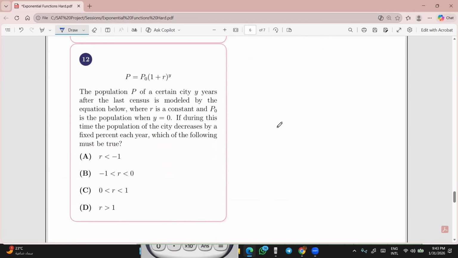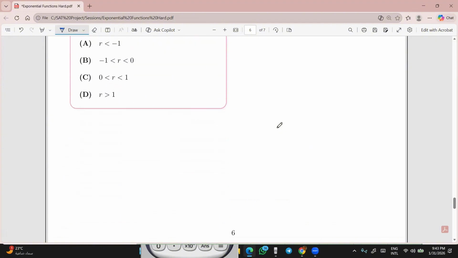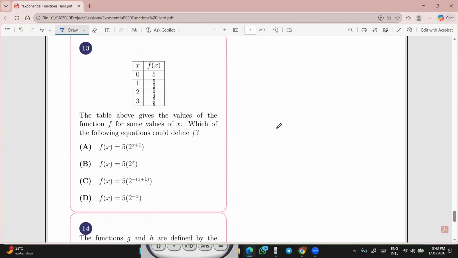And then question number 12 is repeated. We said it before. Number 13. Question number 13, we have a table. The table above gives the values of the function f, and which of the following define the function.